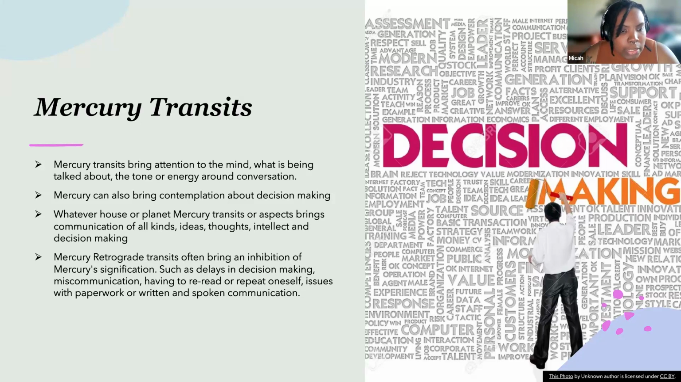Mercury retrograde transits often bring an inhibition of Mercury significations, such as delays in decision making. It can be delays in general. Retrogrades bring delays with everything, but Mercury retrograde can bring delays in communication, decision making. It can also bring miscommunication, having to reread or repeat yourself. Issues with paperwork or written and spoken communication can also come up during Mercury retrograde.